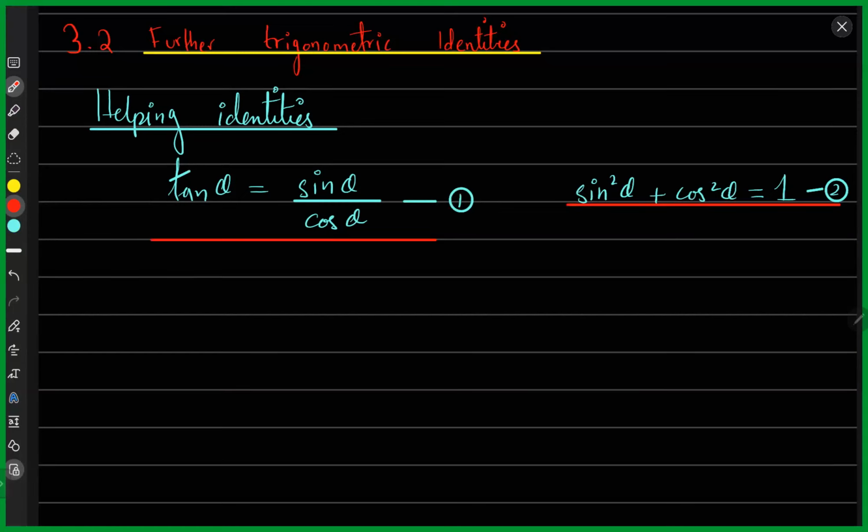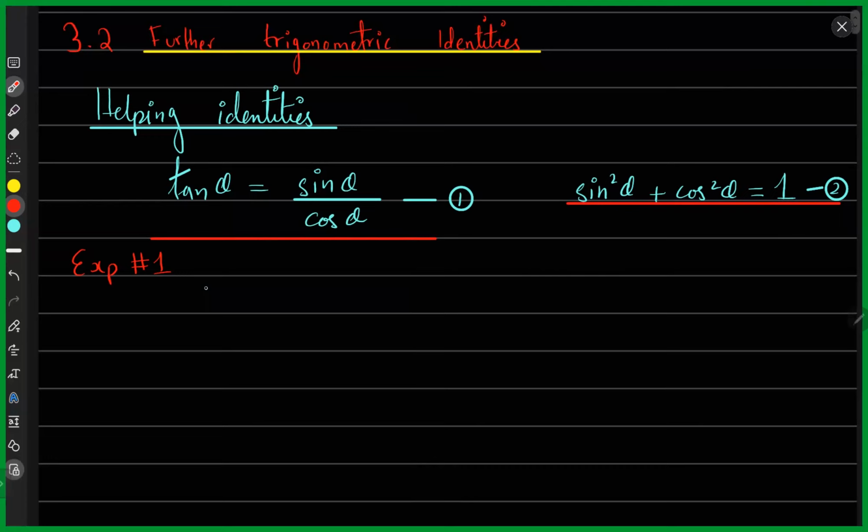All right, okay. Let's talk about this now. So example number 1. Example number 1 basically says that you need to prove tan square theta plus 1 equals secant square theta. Now this basically is the question.